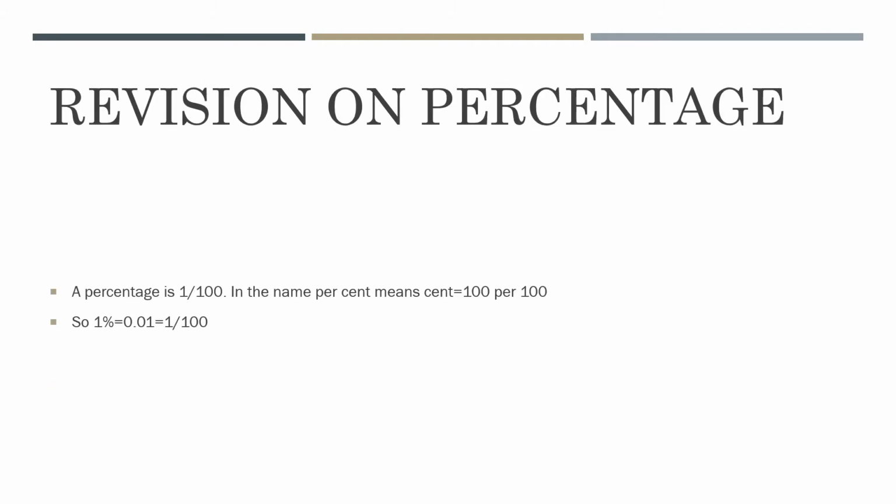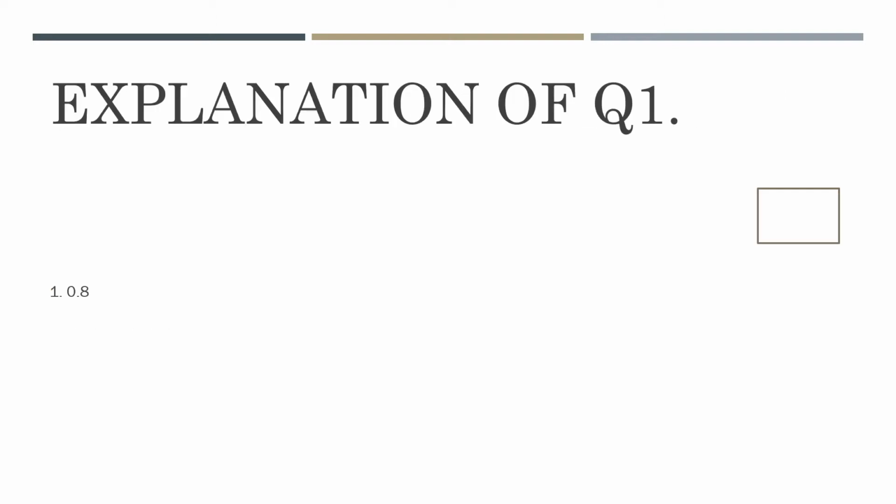So, as we've done fractions and decimals, let's revise our percentages. A percentage, 1% equals 1/100. In the name, percent means cent, which equals 100, so it's per 100. So 1% equals 0.01, which equals 1/100. So after that short revision on percentages, let's now explain the questions.